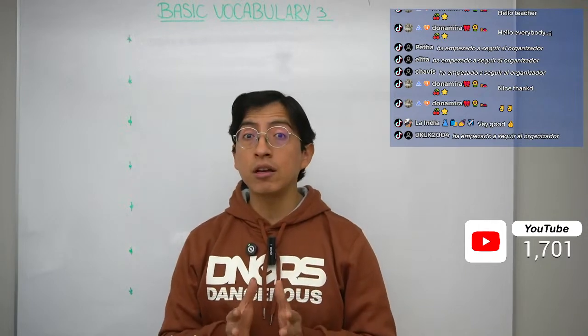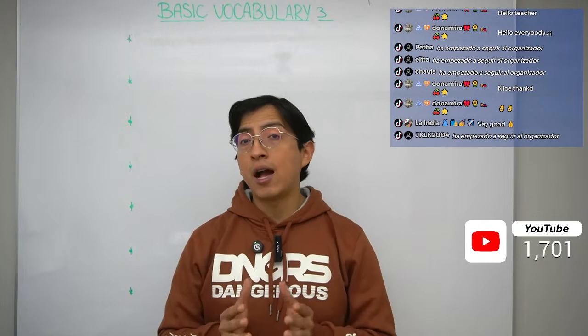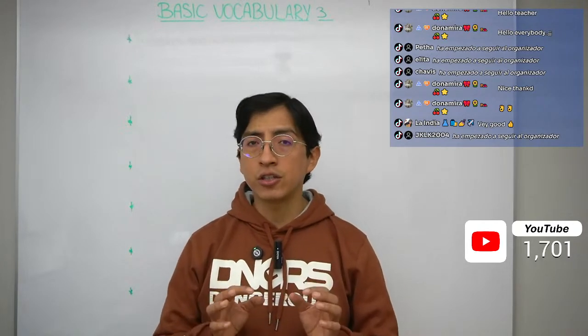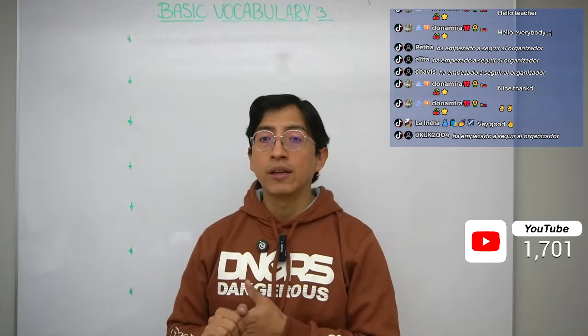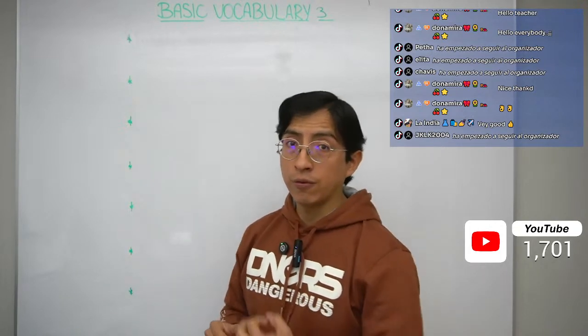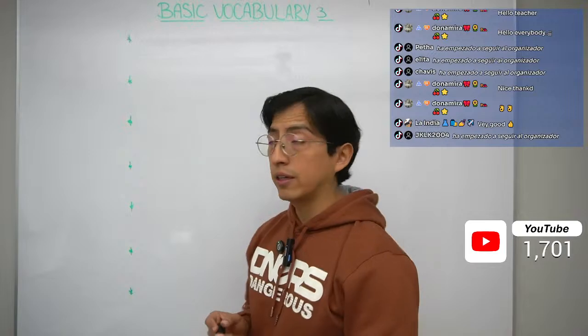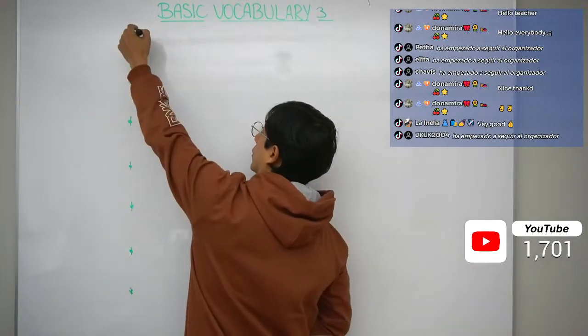Okay, we're going to learn 7 more words, how to use them, some examples, and a dictation exercise too. So let's start with the first word. Okay, the first word is for.